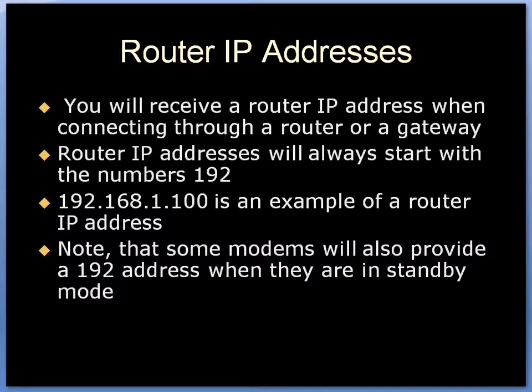A router IP address. You will receive a router IP address when connecting through a router or a gateway. Router IP addresses will always start with the number 192, such as 192.168.1.100, which is a good example of a router IP address, but it is important to note that some modems will give you a 192 address.